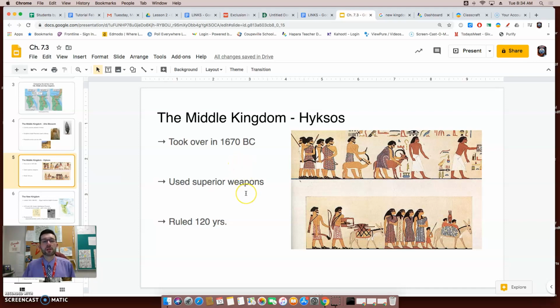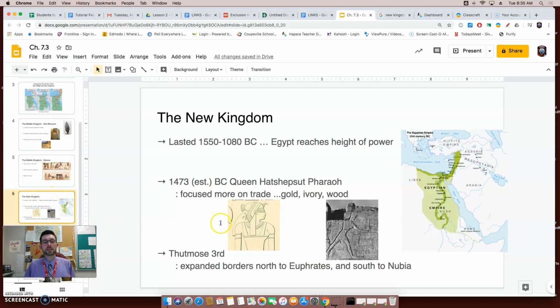Now, they did use superior weapons to take over Egypt. Something else I briefly read stated that during this time when the Hyksos were able to take over Egypt, there was a time of famine, a lack of food, and you could say that the Egyptians were ripe for the picking. And the Hyksos ruled for about 100 to 120 years. Now let's move on to the New Kingdom, the final group of dynasties in ancient Egypt. And the New Kingdom lasted from 1550 BC to 1080 BC.